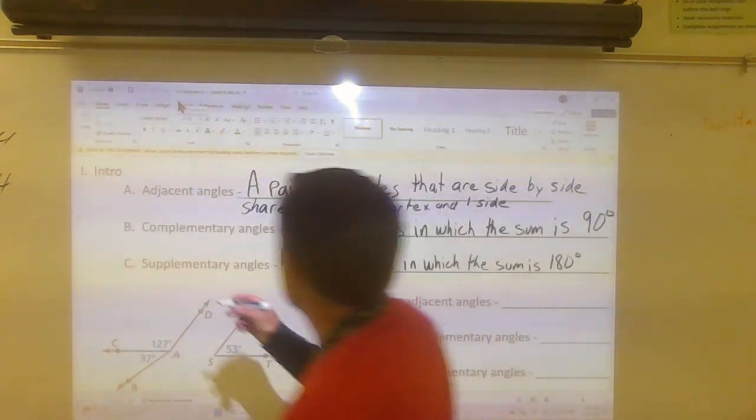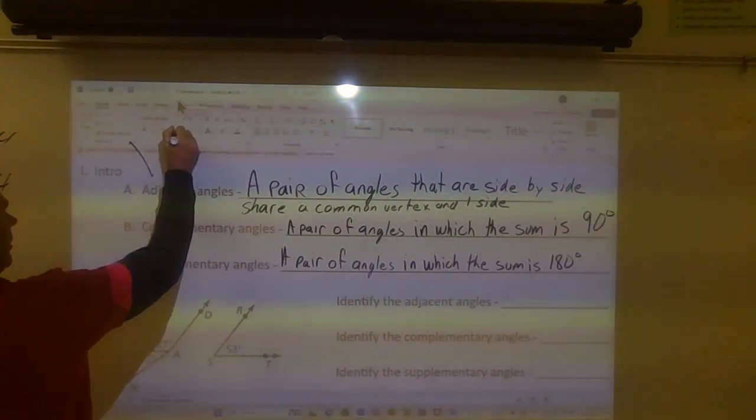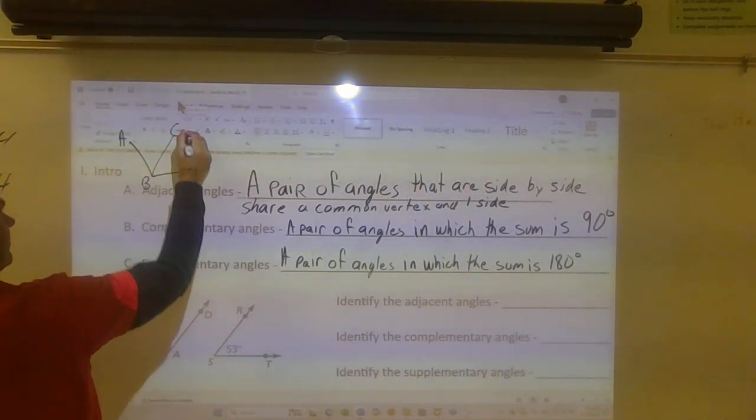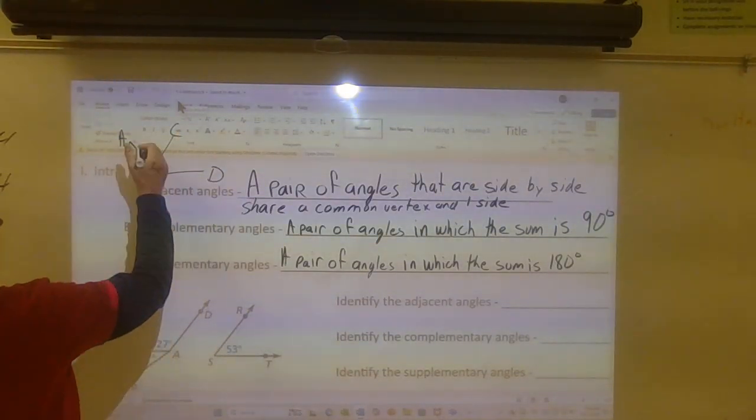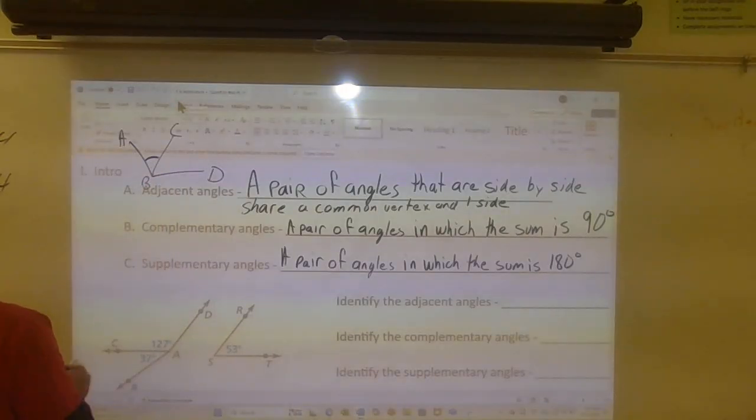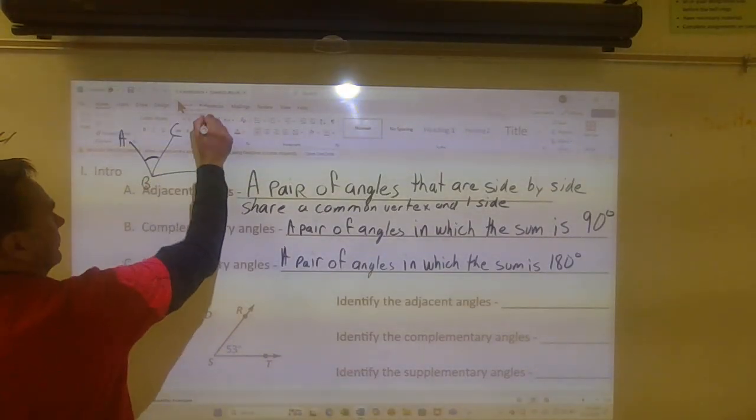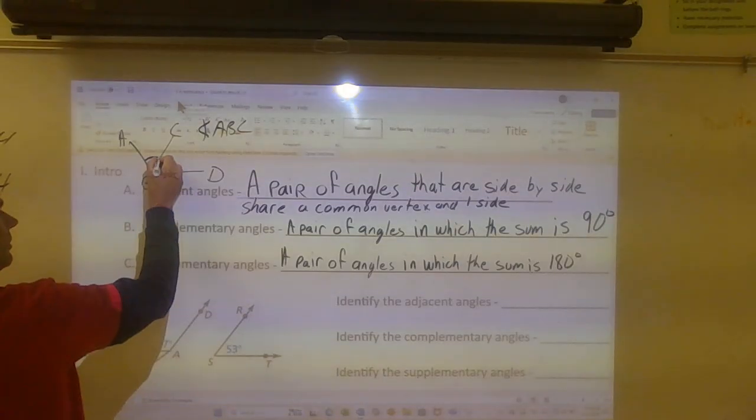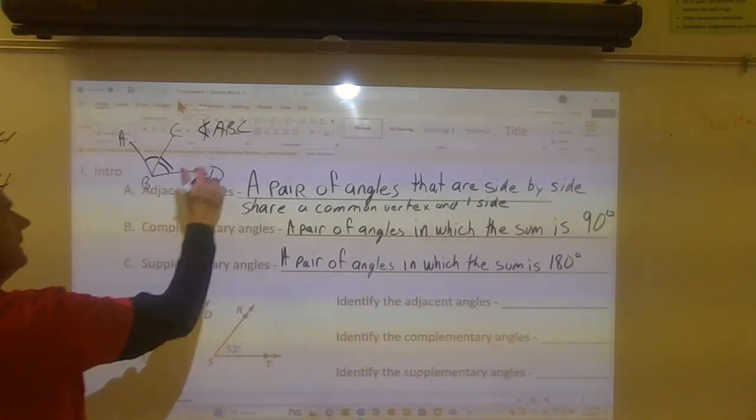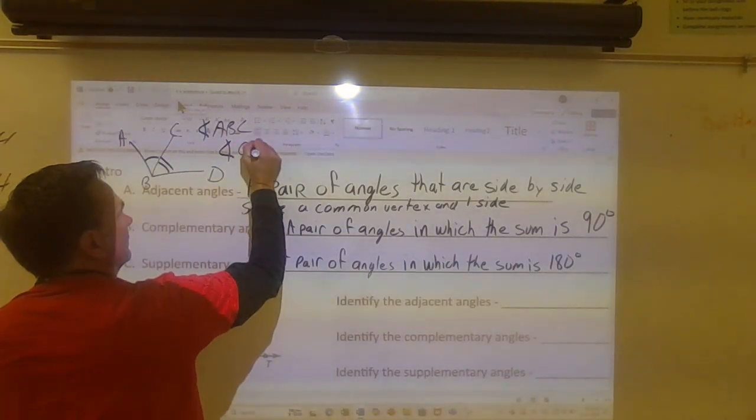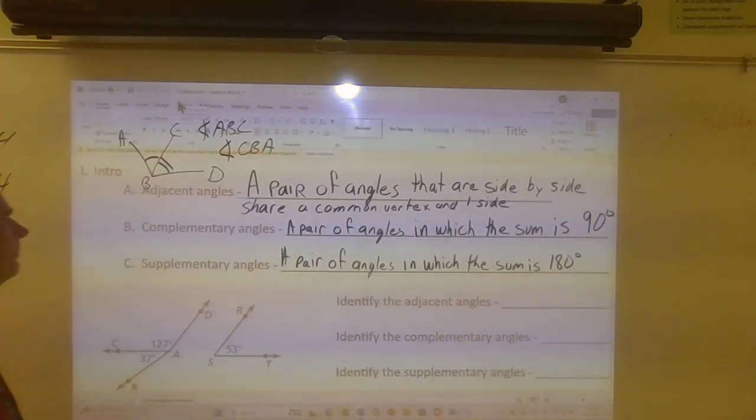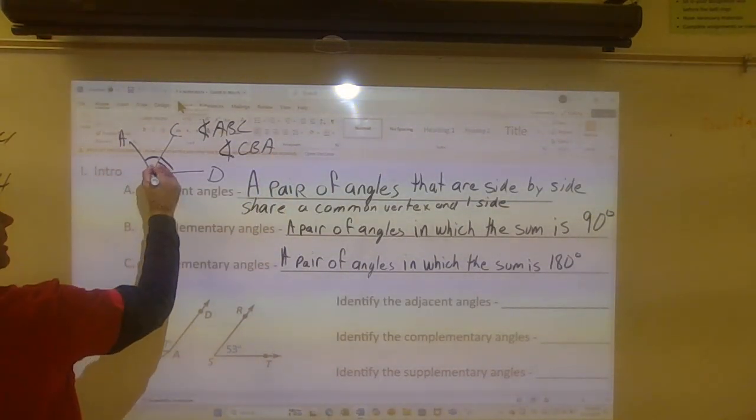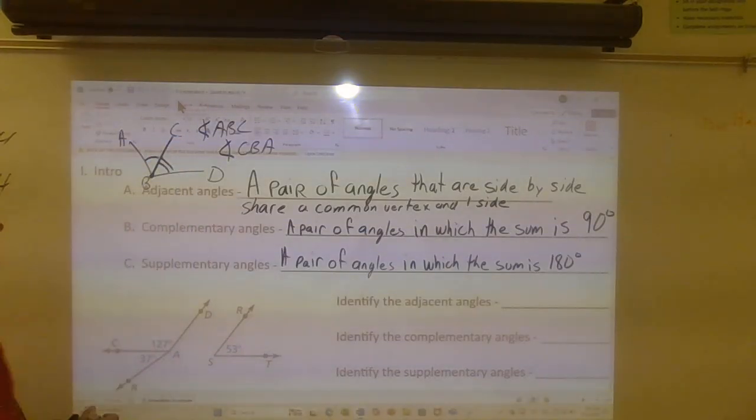For instance, we have angle ABC is adjacent to angle CBA. These are next to each other. Here's the common vertex that they share. There's the common side that they share.